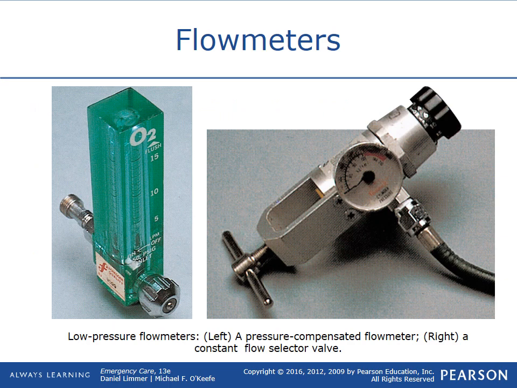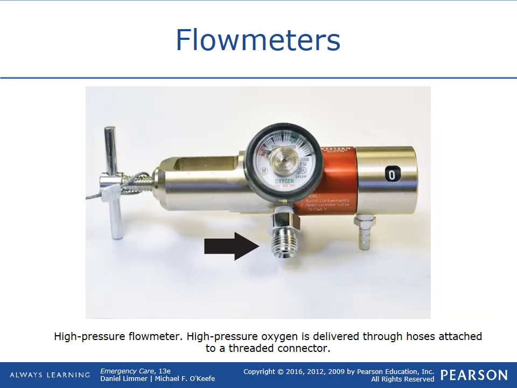And there's a low pressure flow meter and a pressure compensated flow meter that provides a constant flow selector valve. High pressure flow meter usually has a little connection to it that you can hook a hose up to, a hose of a device that will provide some additional pressure so that they can run. You hook up transport ventilators to these devices, or like it said before, the thumper.